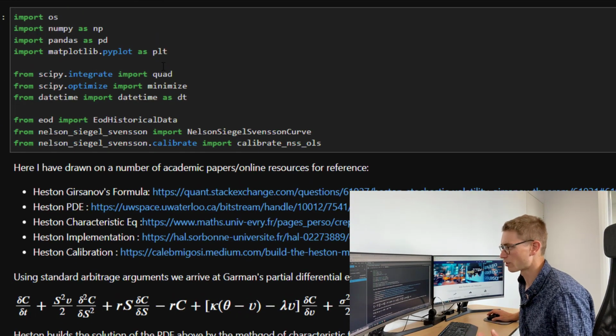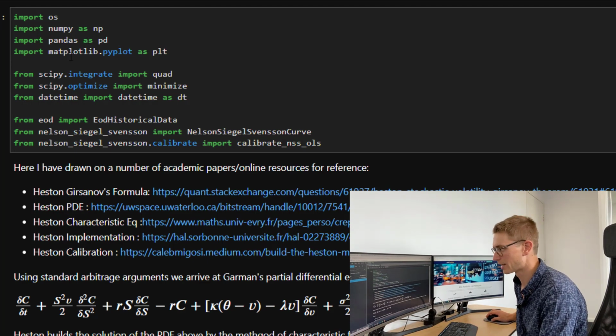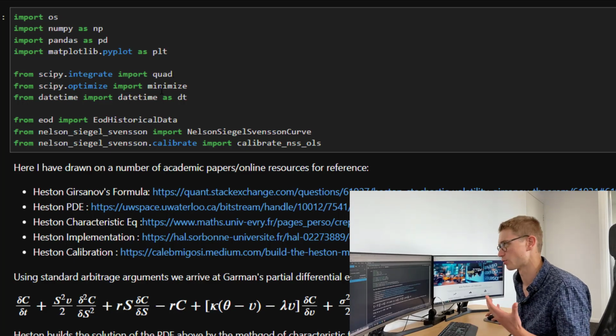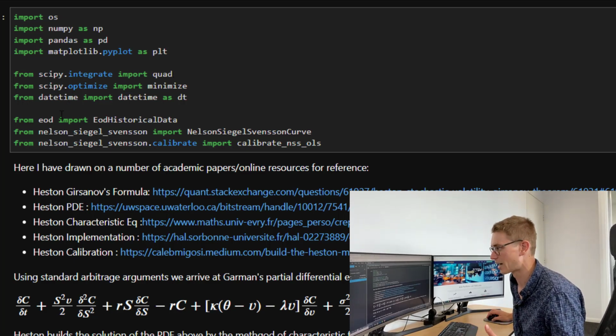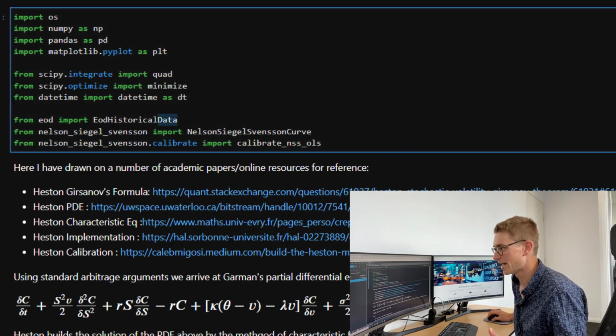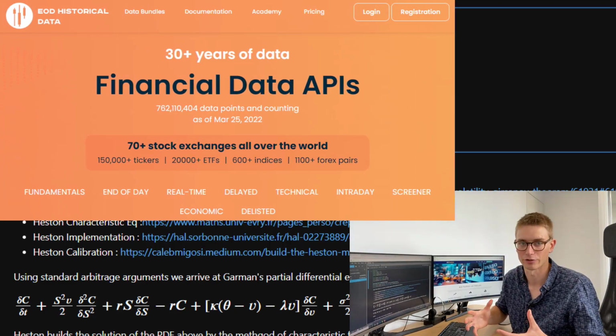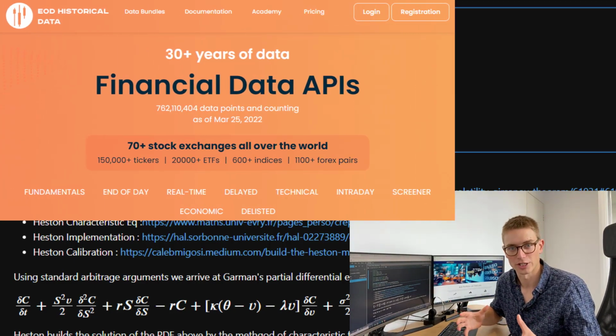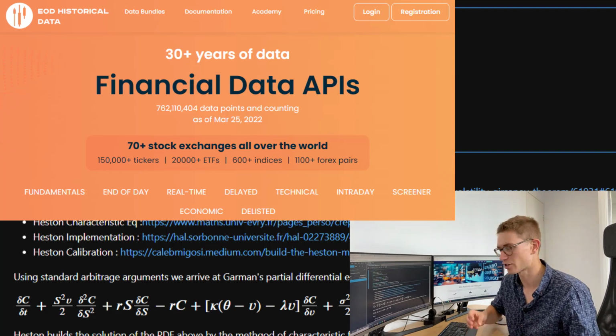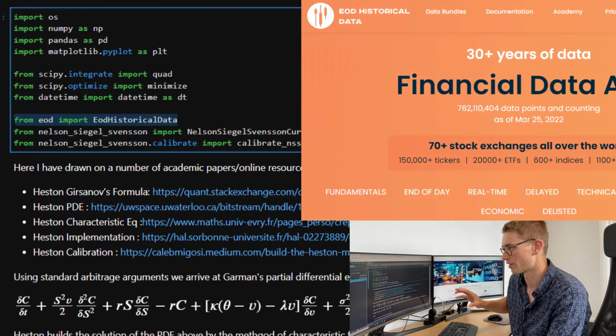So let's import some dependencies. We've got os, NumPy, Pandas, Matplotlib, SciPy integrate, where we're taking quad because we need to perform numerical integration. We've got SciPy optimize, where we're importing minimize, and datetime. Now we are going to be using end of day historical information. This is an API service, so we can get a whole bunch of call options for the S&P 500 index really easily into Python. I'll show you that later.